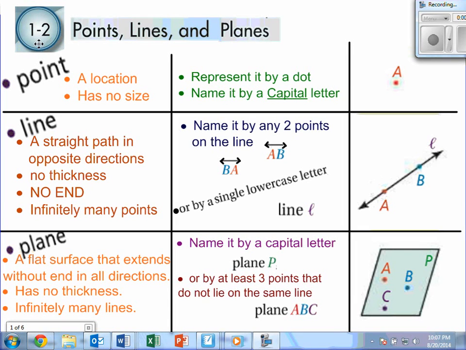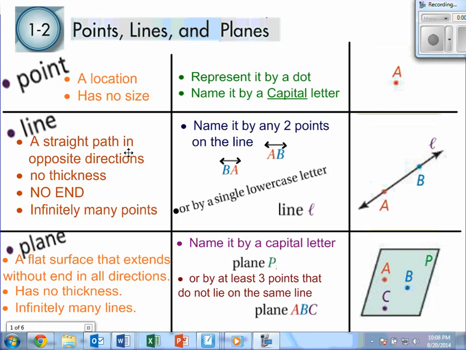Alright, geometry, we're going to start this in Unit 1-2, points, lines, and planes. A point is a location, and it has no size, and you represent it by a dot, and you name it by a capital letter usually, like point A.